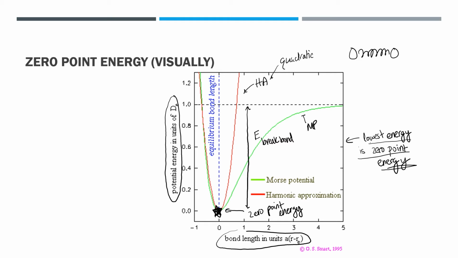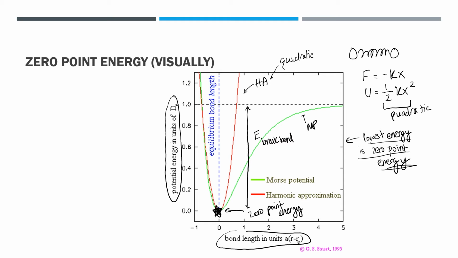Let's first look at the harmonic approximation. So this is basically treating the bond exactly like a spring. And if you remember, we talked about Hooke's law. If you integrate this Hooke's law equation to get potential energy, you'll end up with the potential equals half times k times x squared. The exact equation is not important, but what you should see is that this is a quadratic expression, which leads to our parabola shapes for our harmonic approximation.